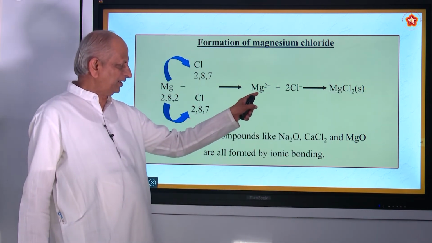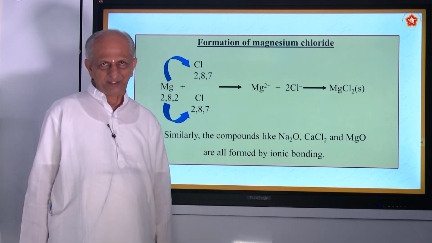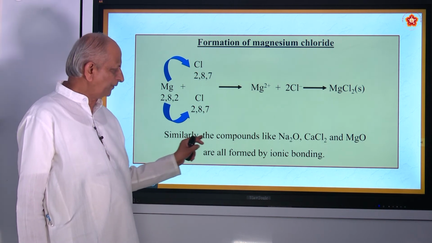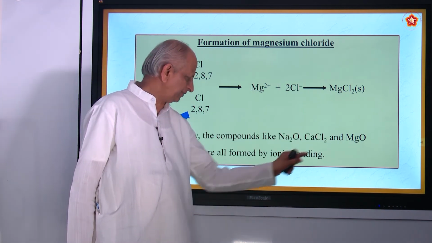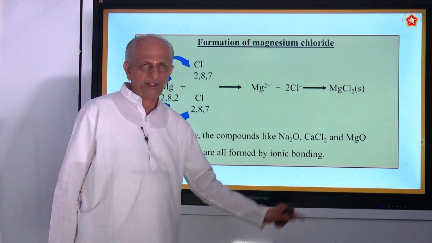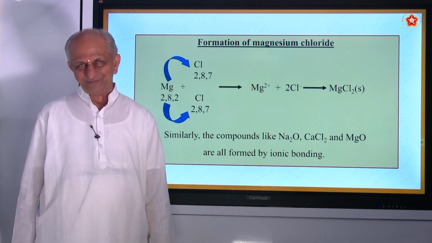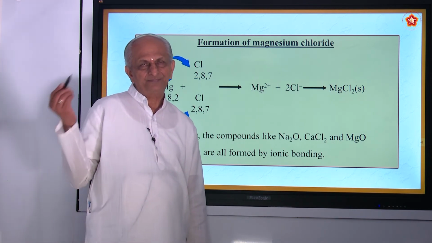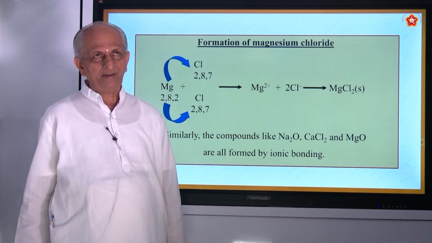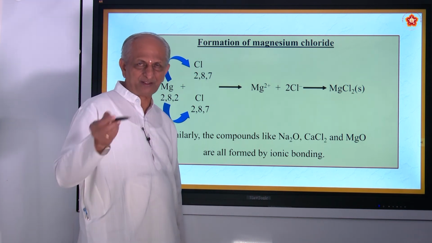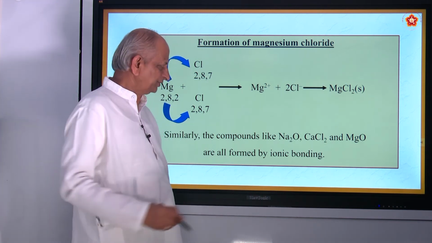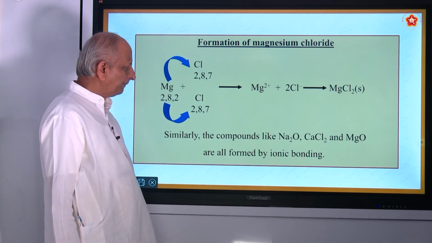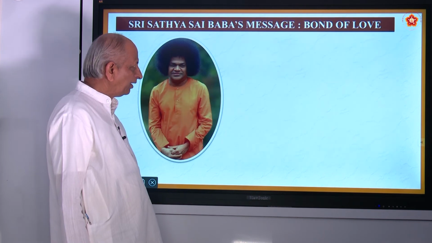Here magnesium is a solid, chlorine is a gas. When they combine, they form a compound called magnesium chloride. Similarly, compounds like sodium oxide, calcium chloride, magnesium oxide are all formed by ionic bond. Most of the acids like sulfuric acid, hydrochloric acid, nitric acid, and bases like sodium hydroxide, potassium hydroxide, and salts also, all of them have what is called ionic bond or electrovalent bond.